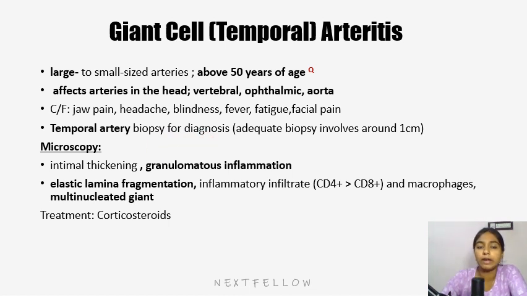The microscopic findings seen in giant cell arteritis are intimal thickening, granulomatous inflammation, elastic lamina fragmentation and inflammatory infiltrate, macrophages along with multinucleated giant cells. These patients usually respond well to corticosteroids.